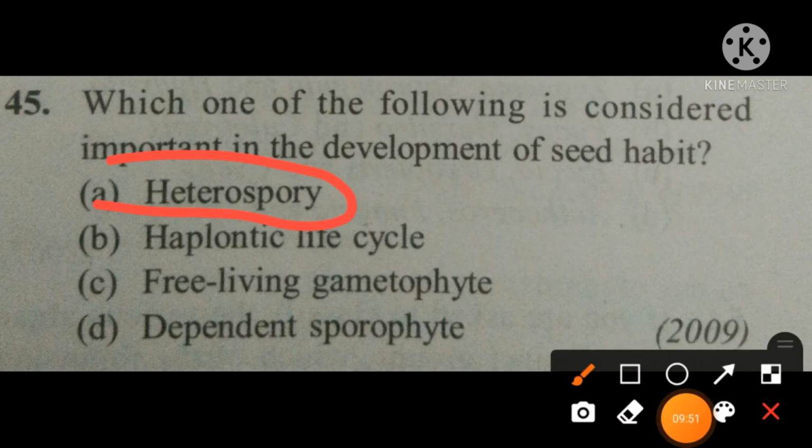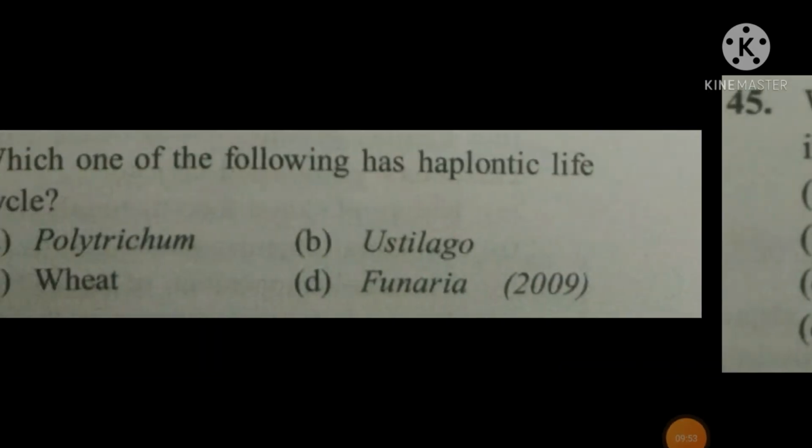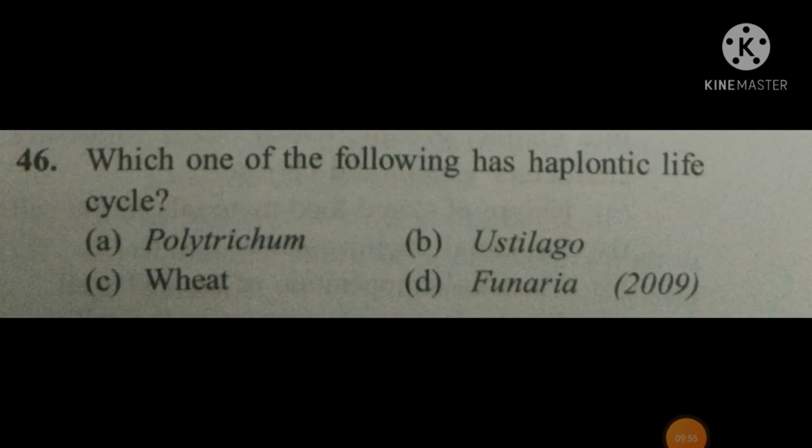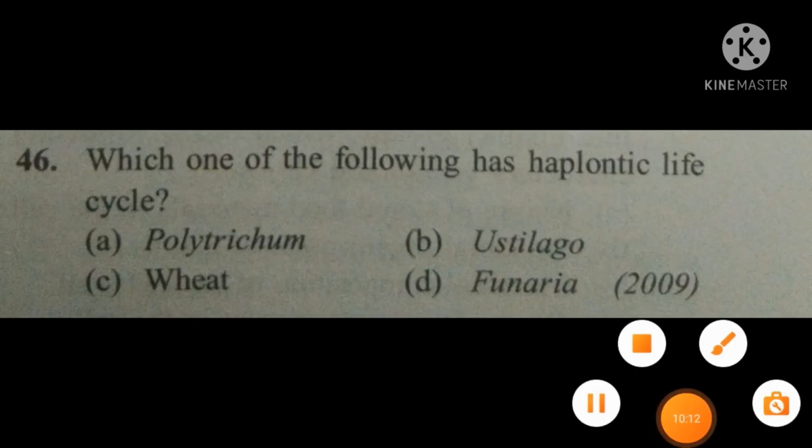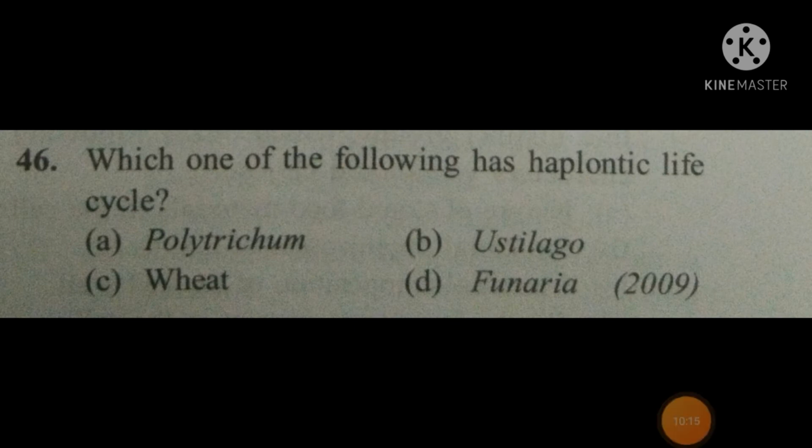So the correct answer for this is option A, Heterospory. Next question. Which one of the following has haplontic life cycle? A. Polytrichum, B. Eustylago, C. Wheat, D. Funaria. So the correct answer for this is option D, Funaria.